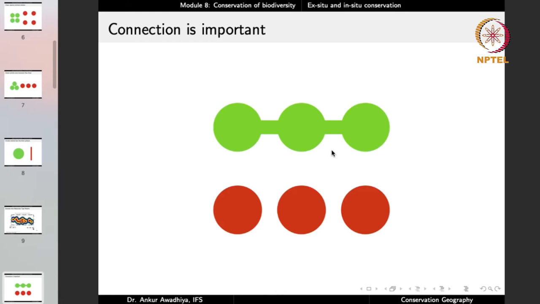Another principle is that connection is important. So if nothing else works, at least try to maintain connectivity, because connections permit animals to move from one part to another part, or from one small reserve to another small reserve, creating them into a metapopulation and negating the influences of the small population paradigms.